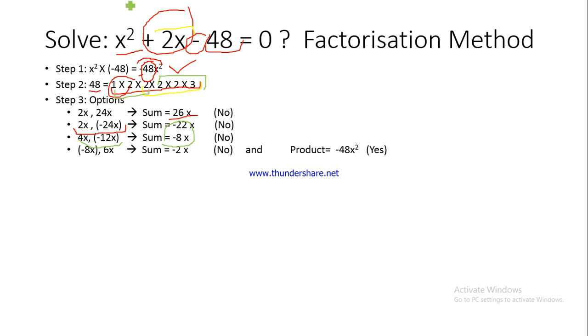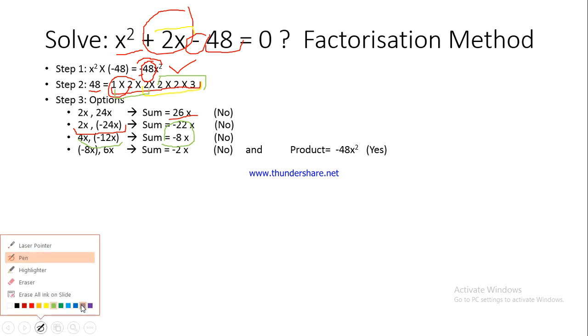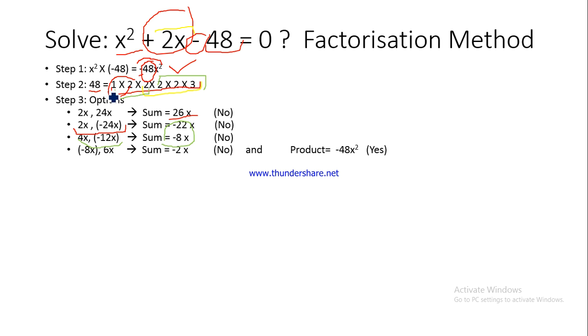Now here, what I've done this time, now you can understand. This time I've taken up the first 4 terms. So 1 into 2 into 2 into 2 becomes 8x, while the remaining 2 into 3 becomes 6x. And since I know that adding them up is going to give me 14x, at least one of the terms should be negative. So what will I do?